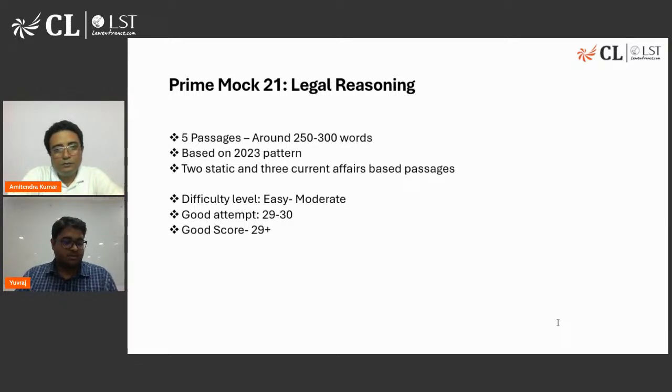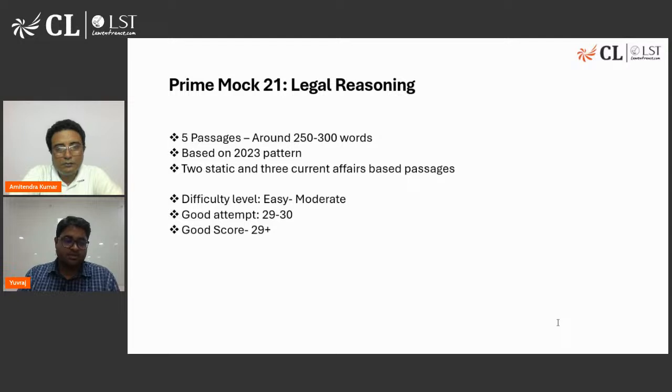For example, the second passage, which was on Article 19(1), the right to expel foreigners, could be said to be motivated from the CAA discussions going on in the national news. Similarly, the fourth passage, from question number 72 to 77, is based on CrPC, where the court doesn't have jurisdiction in cases of offenses against public servants and judges. We have seen many top-notch bureaucrats against whom cases were lodged, and this could be said to be a motivation from current affairs.